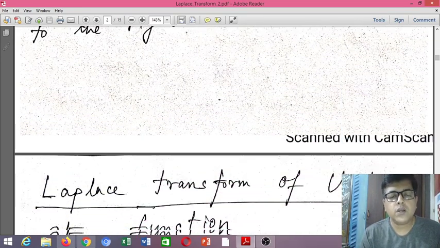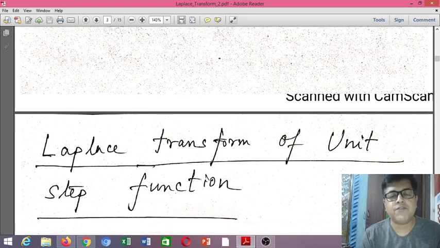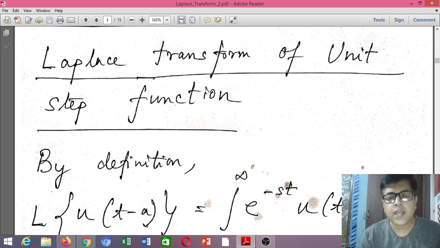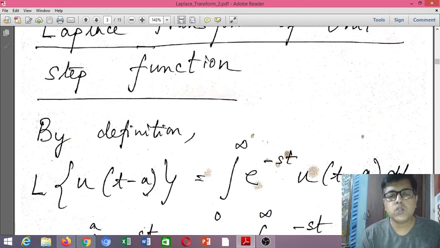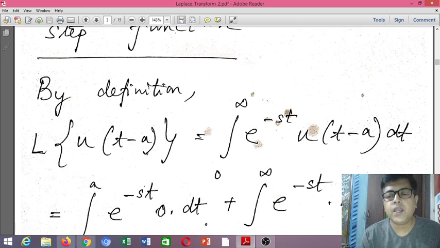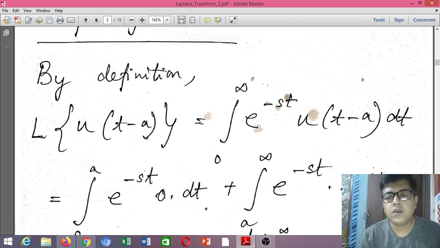So to find the Laplace transform of a unit step function, we use the basic definition, like we have been doing it for so many proofs. So we apply the definition of the Laplace transform on the unit step function u(t minus a), and we get the integral from 0 to infinity of e to the power minus st times u(t minus a) dt.